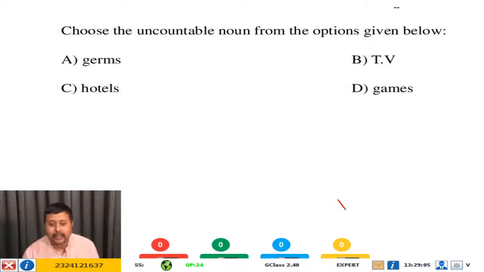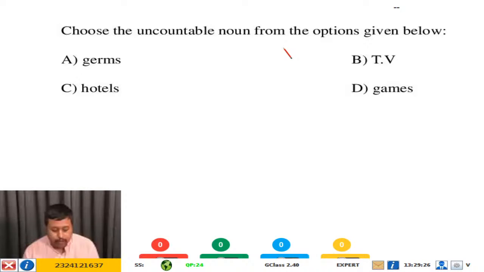Okay then, time's up. Now you have to tell me the right answer. Choose the uncountable noun from the options given below. So which one? Very good. You know TV, how many TVs we have, we can count. Games also we can count, hotels also we can count, but we cannot count germs. So the answer is option A.